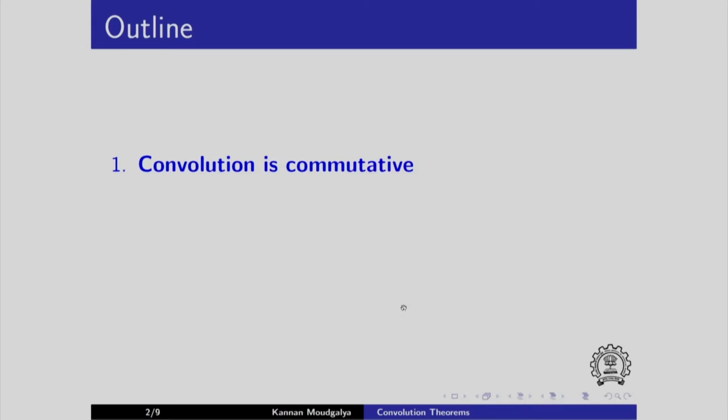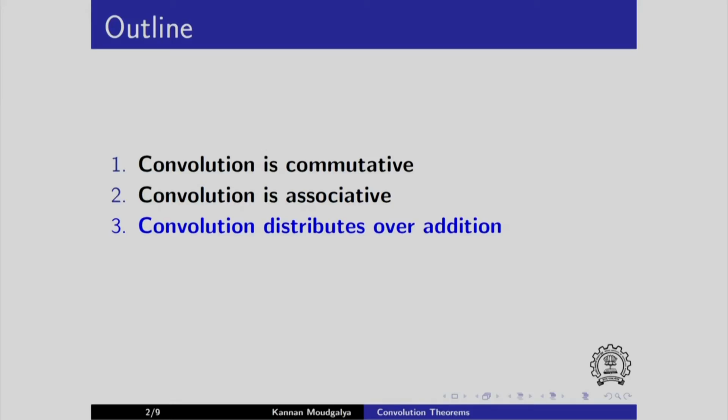Welcome to this presentation on convolution theorems. We will show that the convolution is commutative, it is associative, and that it distributes over addition. We will also point out the implications of these theorems.